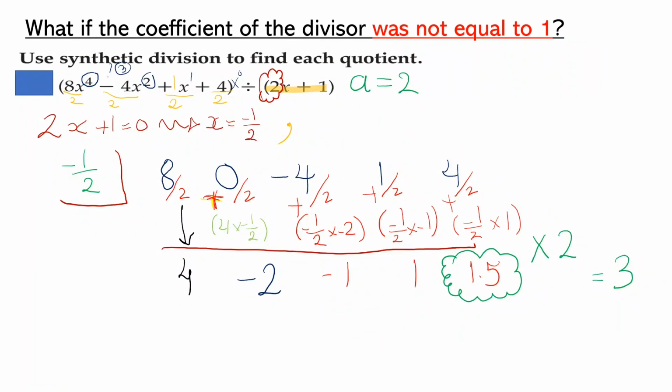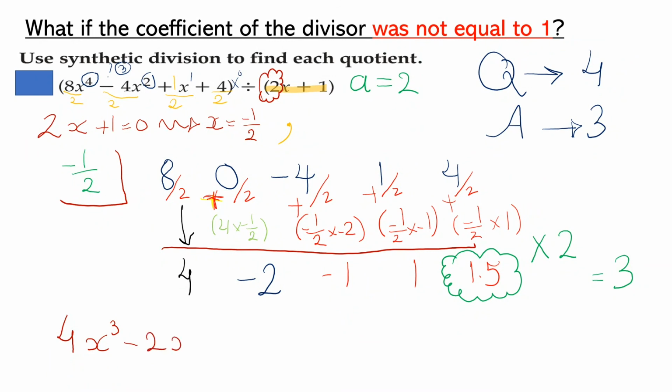How can we write it in general? If the question had a polynomial of highest degree 4, what do you expect the answer would be? N minus 1, so it will be 3. So in general, your answer should be 4x cubed minus 2x squared minus x plus 1.